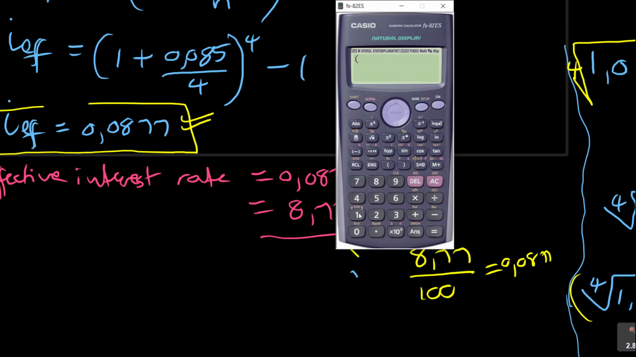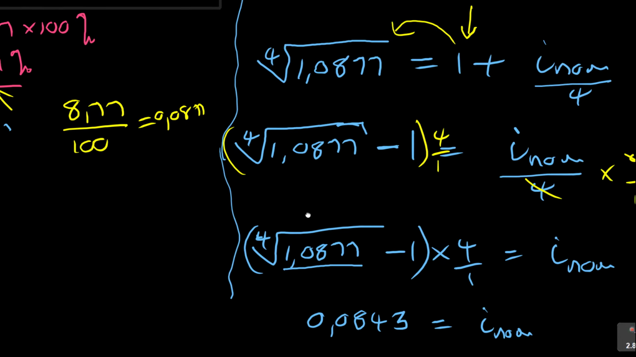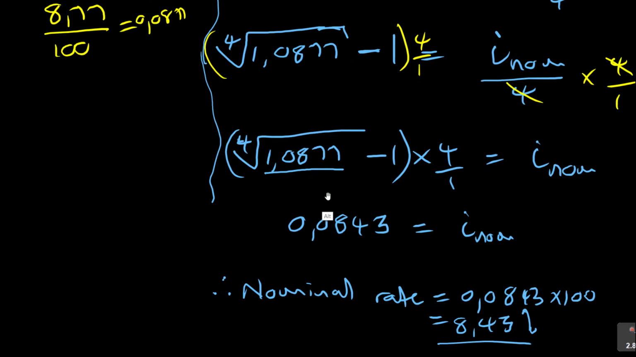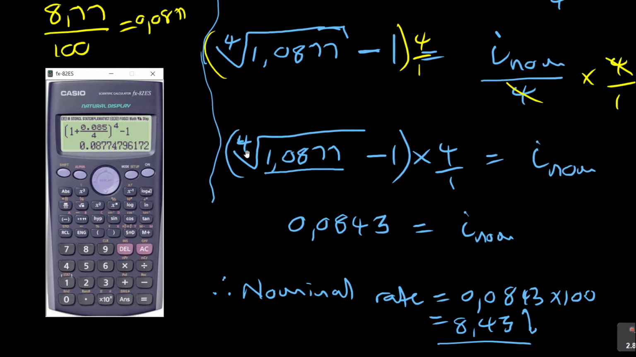Look at this. I'm saying it's 1 plus 0.085 over 4 to the power 4, right? Then I said minus 1. This is the answer that I got. So now take that answer, bring it here, so that it will become the fourth root: shift, fourth root of that answer that I got. Let me just check again the answer that I got there. This answer is currently 0.0877, but now I have to add 1 there.